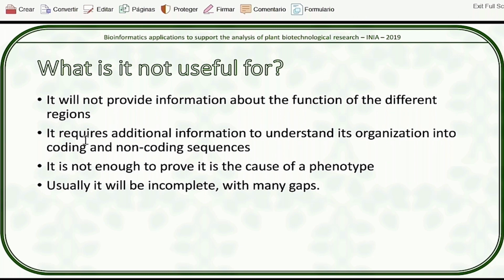It requires additional information to understand its organization into coding and non-coding sequences. This goes back to transcriptomics. It is not enough to prove if it's the cause of a phenotype. Just because you have what appears to be a gene, because you've done some ab initio gene prediction and found that there is a gene and it looks like something that has already been found in the database, it doesn't mean that it's being transcribed, and therefore it doesn't mean that it's affecting a phenotype.